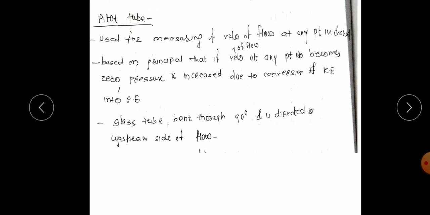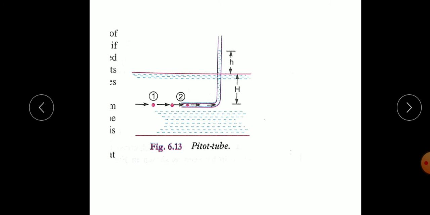So pitot tube is used for measuring the velocity of a flow at any point in the channel. So pitot tube is basically used to measure the velocity of a flow. So we can see the construction of pitot tube. In a simple type, it is a tube bent at a 90 degree. So here this is the pitot tube that is bent at a 90-degree angle.